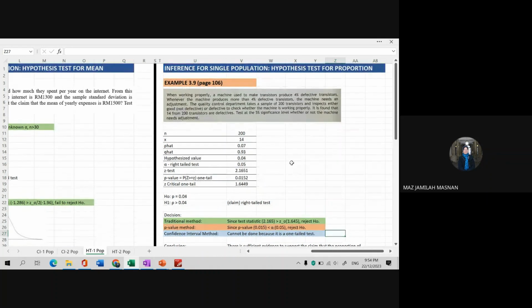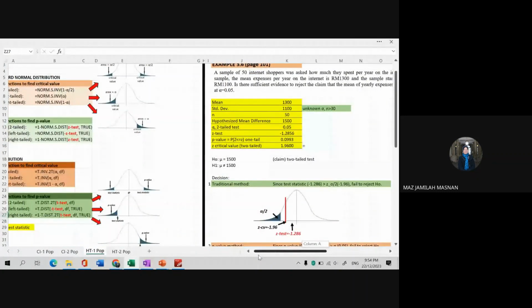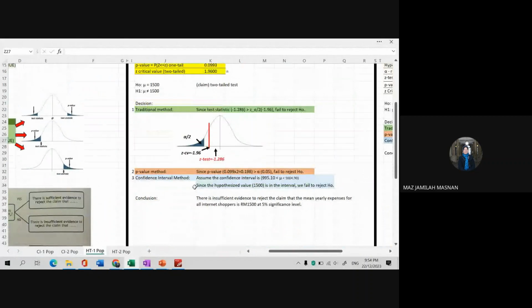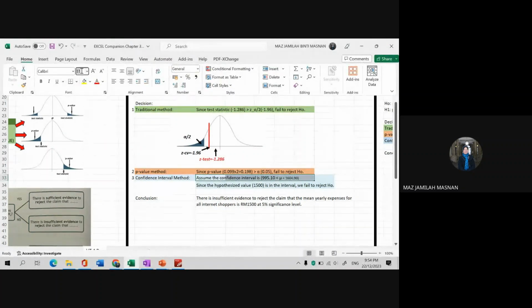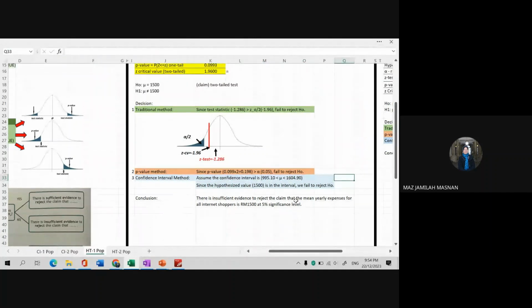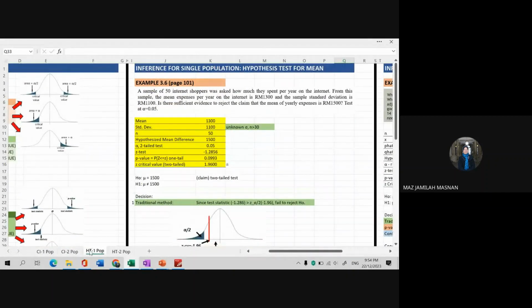So in this particular example, 3.9, we can't use the confidence interval to make a conclusion about your hypothesis testing. But for this particular case, you can use the confidence interval method. As I mentioned here, I did already write something here, so you can check how you can use the confidence interval method in making a conclusion about the hypothesis testing. I really hope you can look at it on your own.